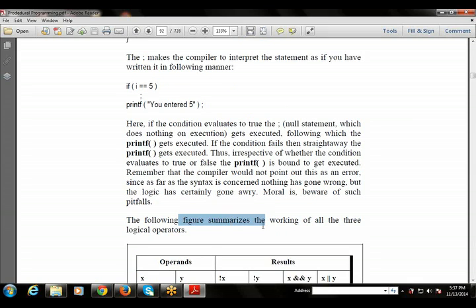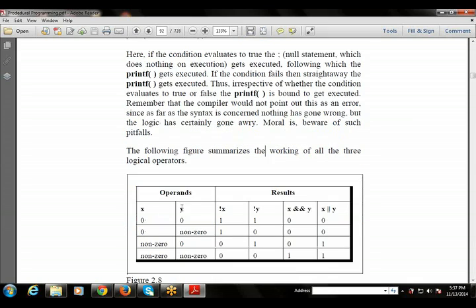The following figure summarizes the working of three logical operators. These are the operators that can be used: one is AND, one is OR, one is NOT. These are the values x and y. First of all, find x: 1, in the same way 0, again 1, then non-zero. For non-zero the output is 0. So whenever we use a non-zero value, the output is 0. That is a reverse because it is using the NOT operator. Then next again non-zero, then again 0.